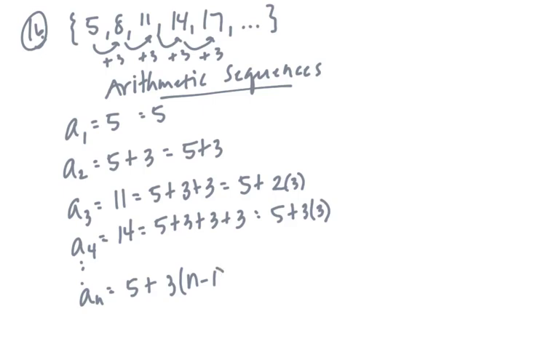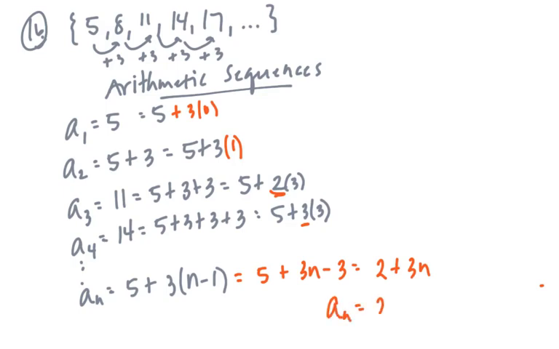So we're going to say 3 times n minus 1, because this value right here is 1 less than n every time, because there's an understood 1 here. So here we could write in an understood 0, because 0 times 3 is 3, so that doesn't affect it. So we get that far, but you have to simplify and combine like terms. So we have 5 plus 3n minus 3, and 5 minus 3 is 2, plus 3n. So a sub n equals 2 plus 3n.